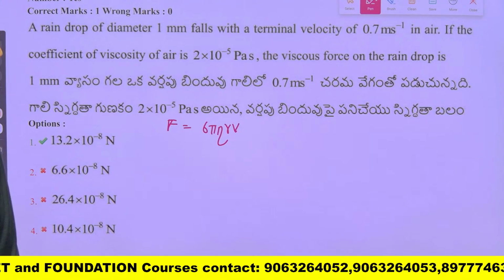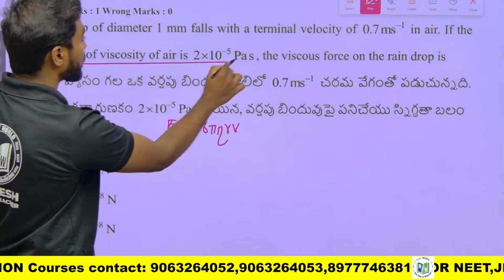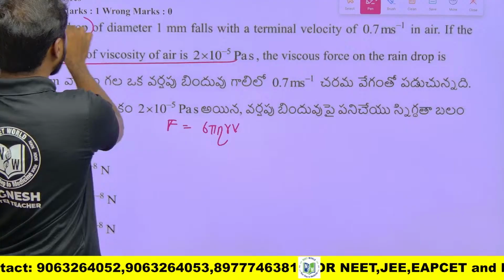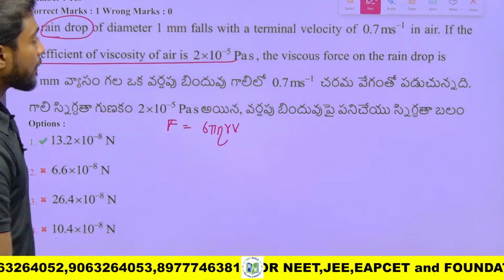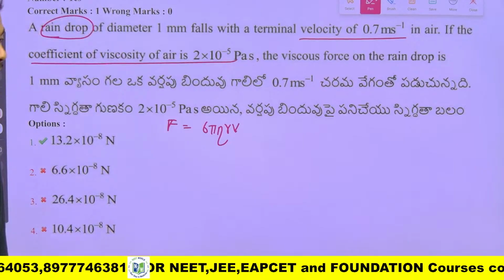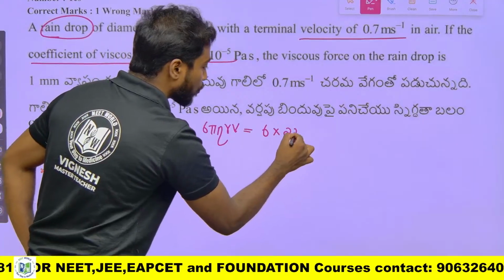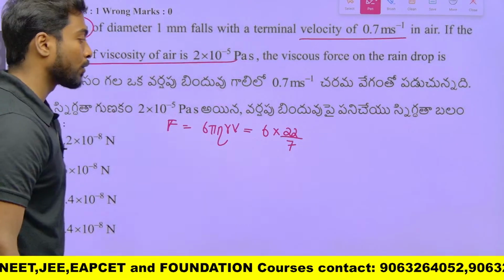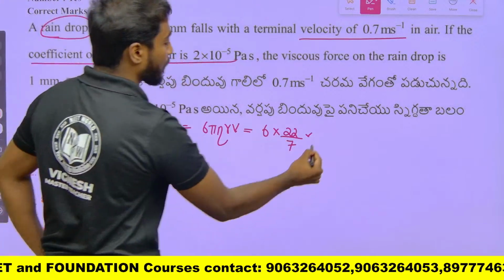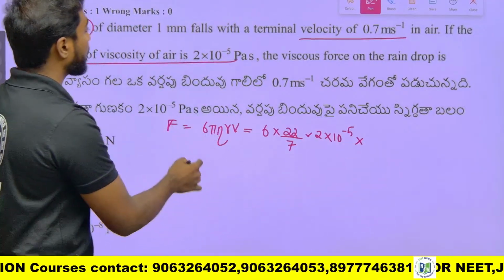So what is eta here? The coefficient of viscosity is given. And what is R? The raindrop's radius, right? And V is the velocity. Now I can directly substitute the values here. So only formula, guys: 6 into 22 by 7 or 3.14, into 2 into 10 power minus 5, into, what is the value of R?